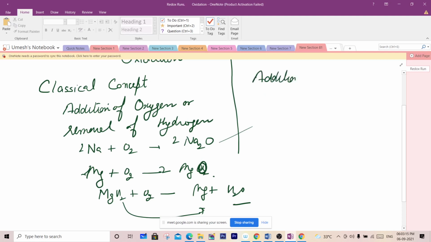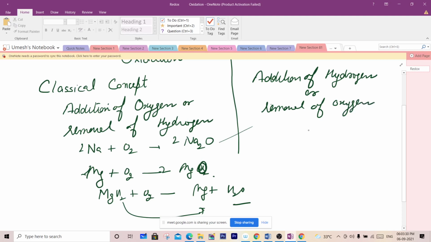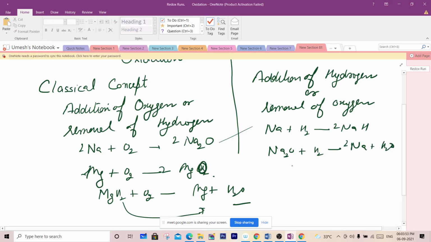That is addition of hydrogen or removal of oxygen. That is called a reduction. For example, if I say sodium plus hydrogen to give you NaH, this is reduction. Or if I have Na2O plus H2 to give you sodium plus water, right? This is also a reduction. Reduction means either addition of hydrogen or removal of oxygen.